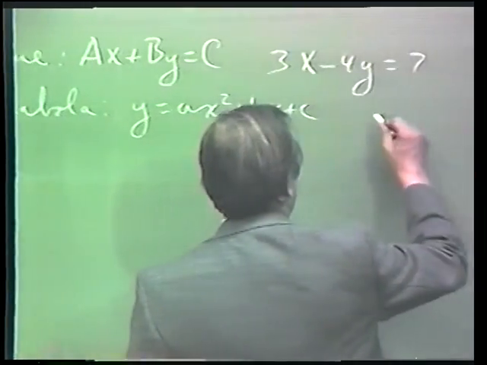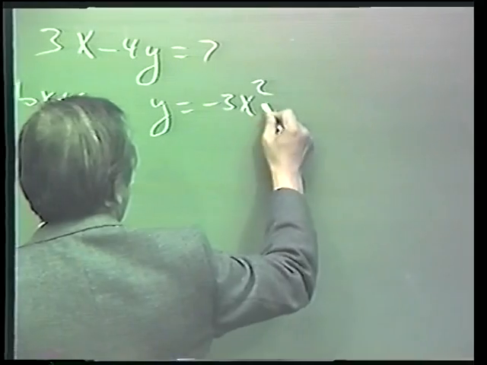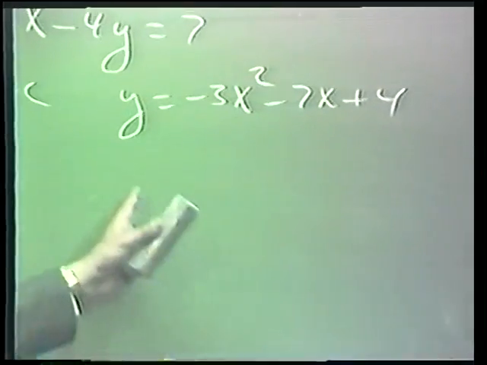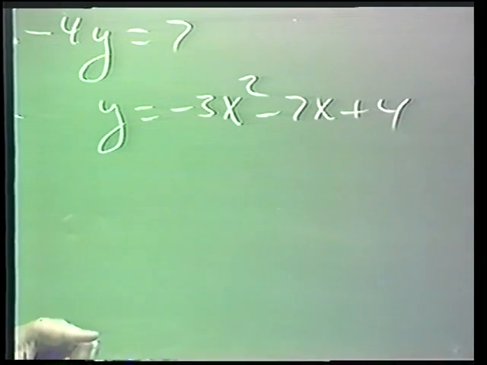Example, we're going to have y is equal to negative 3x squared, negative 7x plus 4. This is a parabola. What's this parabola going to have, a maximum or minimum? Maximum. Sure, maximum. See, it could be negative.